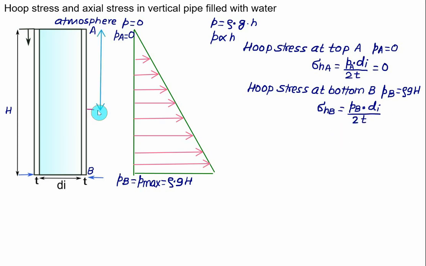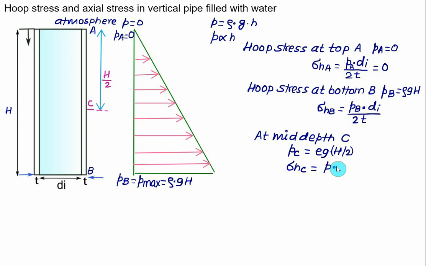If you are interested in the mid depth, let's say at point C, the column will be equal to H by 2. Therefore the pressure at point C will be equal to rho multiplied by g multiplied by H by 2. Correspondingly, we have the same formula for hoop stress. The hoop stress at point C is given as pressure multiplied by the internal diameter, divided by 2 times T.